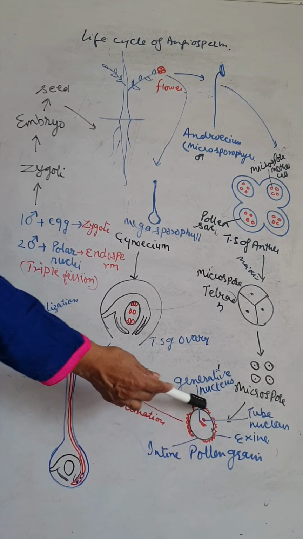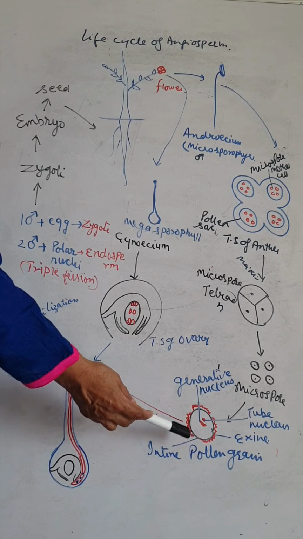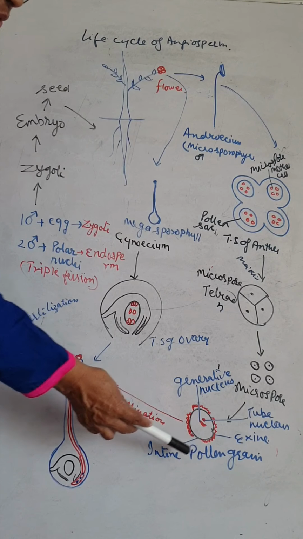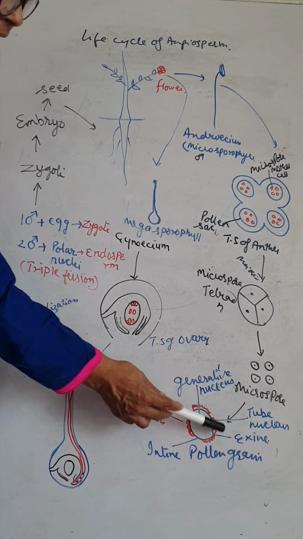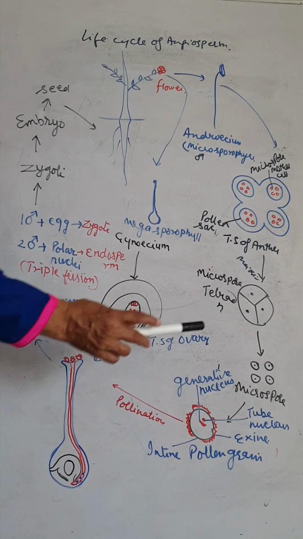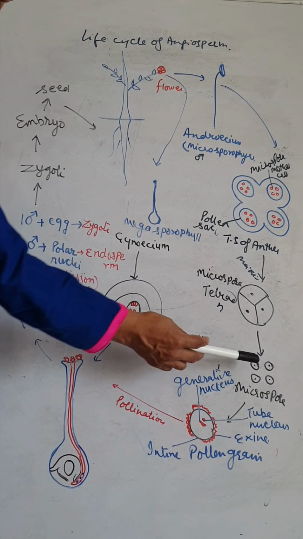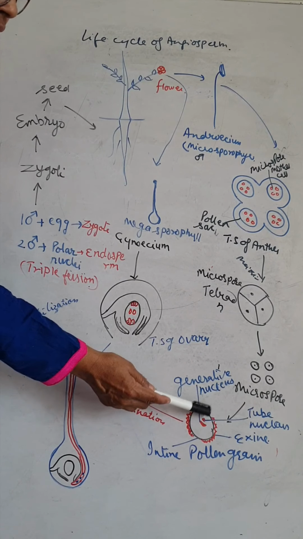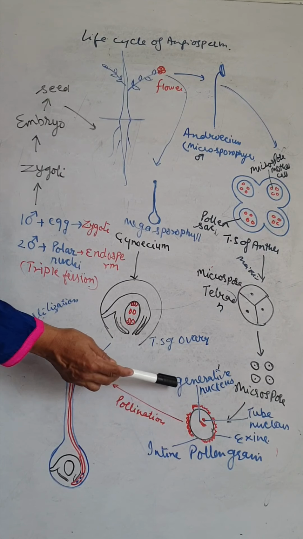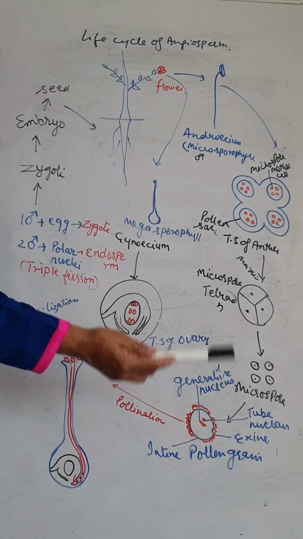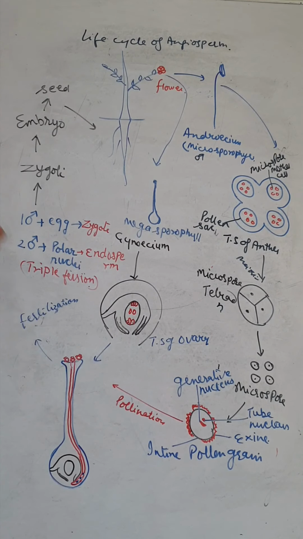The pollen grain is the male gametophyte. It has two walls, two coverings. The inner one is the intine and the outer one is the exine. When it is released, it has one nucleus. Then the nucleus divides by mitosis. Two nuclei are there: one is the tube nucleus, the other is the generative nucleus, or the male nucleus. The generative nucleus again divides, and two generative nuclei and one tube nucleus are formed.